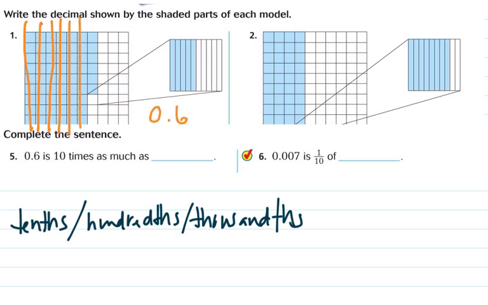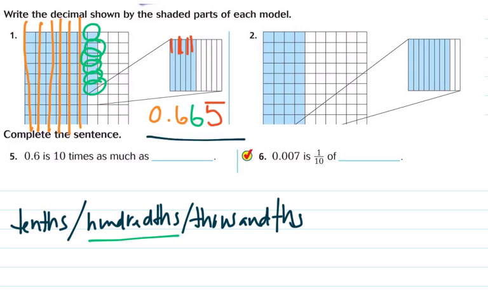Now we're going to count our hundredths. Remember, our hundredths are the squares by themselves. 100th, 200th, 300th, 400th, 500ths, 600ths. Now lastly, boys and girls, we're going to count our thousandths. So let's count our thousandths. 1,000th, 2,000th, 3,000th, 4,000ths, 5,000ths. So the number we have here is 665 thousandths.